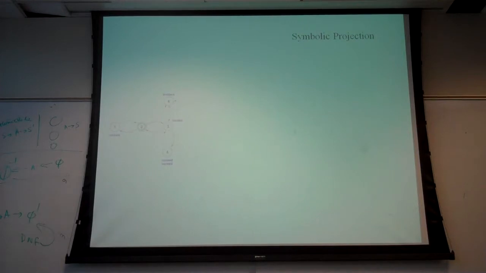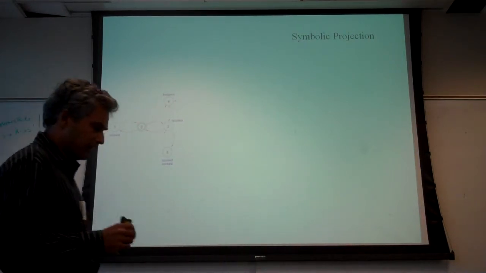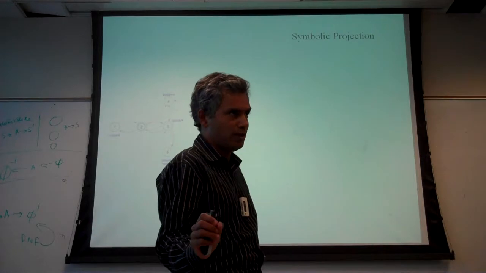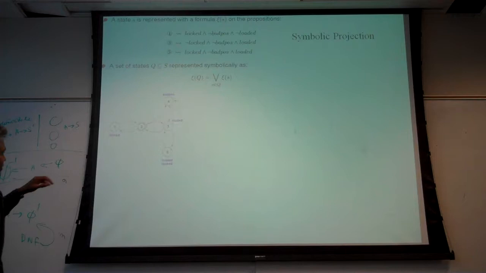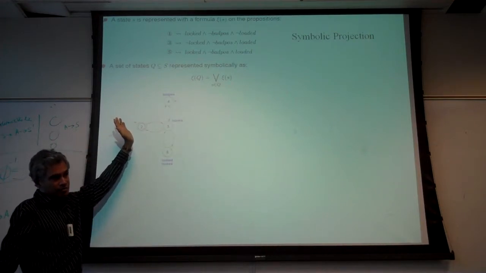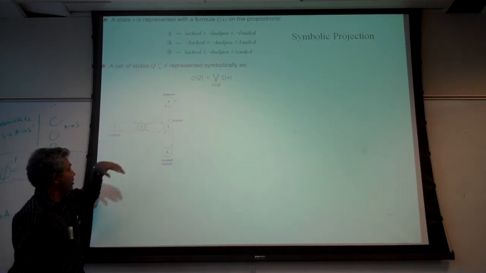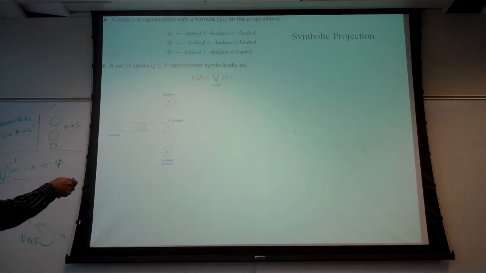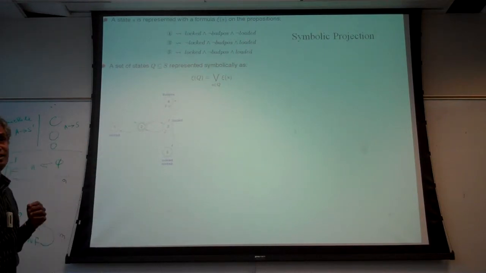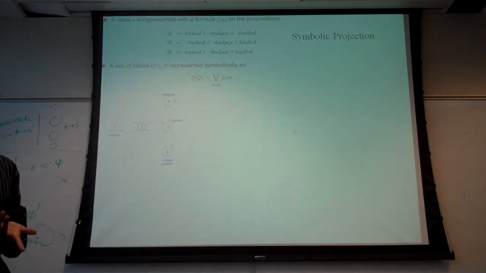Now, to get that into our head, to see that in fact everything can be written as just a big logical formula, suppose you have some event system like this, where I'm using atomic representation here. My state S is represented with some formula over propositions. And so the state one is locked and not bad position and not loaded. And so a set of states is just a disjunction of those. So that would be a formula.